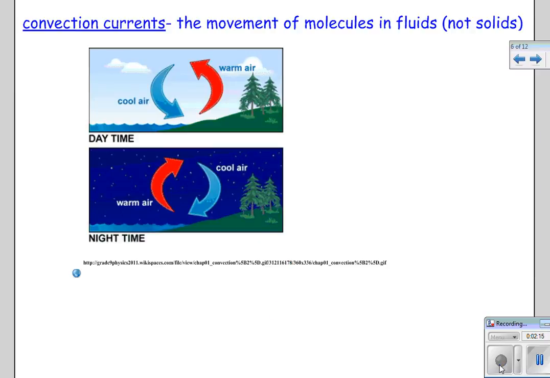Convection currents, the movement of molecules in fluids, not solids. So this is really between liquids and gases, and you can see the example here. You see this on the coast where there's water and land, and you can see how warm air rises up and cool air will fall down. You can see that the cycle reverses at nighttime. And this keeps the air moving.